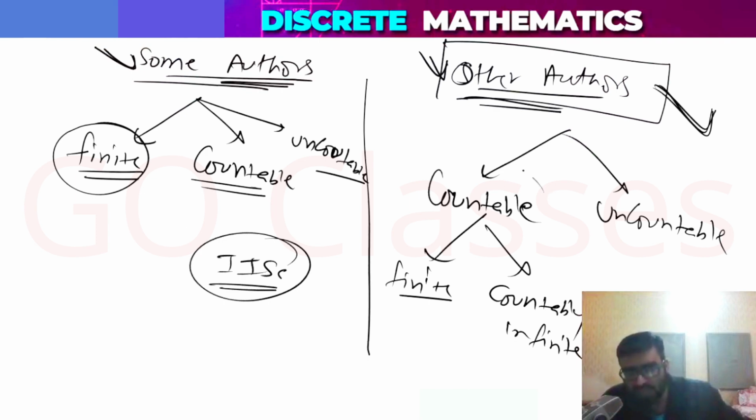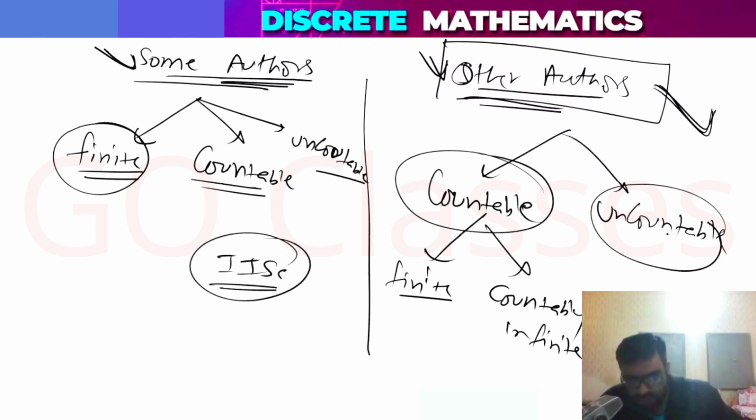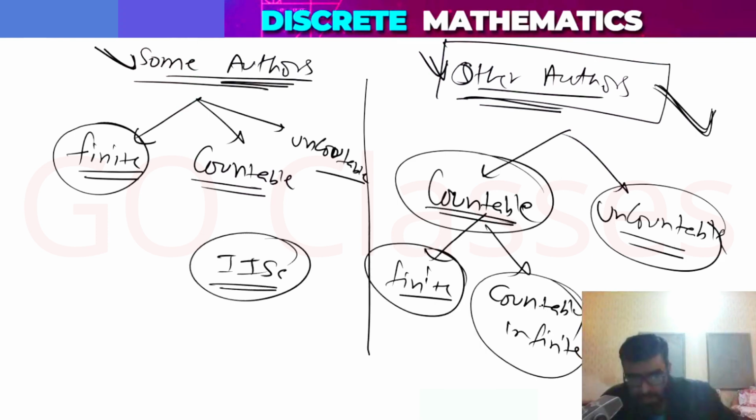We will say that we have countable and uncountable. Whatever is not countable, that is uncountable. And in this countable we will have either a finite set or a countably infinite set. So basically every finite set is countable. So this is what we will use.